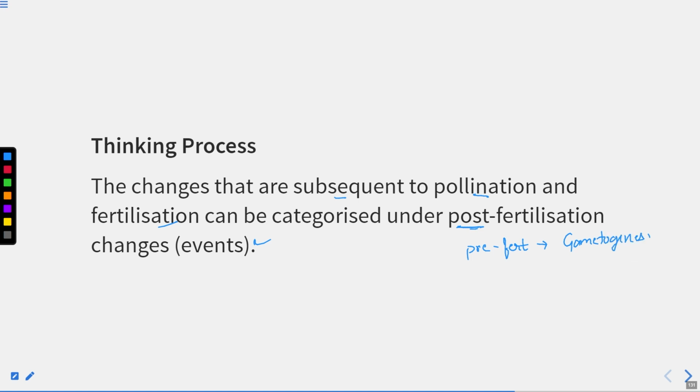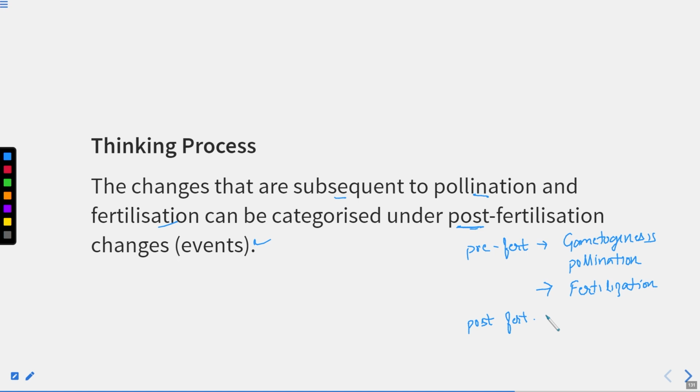This is the pre-fertilization event. After gametogenesis, what will be the next step in sexual reproduction? Pollination, the transfer of the pollens from the anther to the stigma. And then what will happen? When the pollens are transferred, then fertilization will occur, meaning union of two gametes. So pre-fertilization, and then we have the fertilization, and then we have the post-fertilization event.